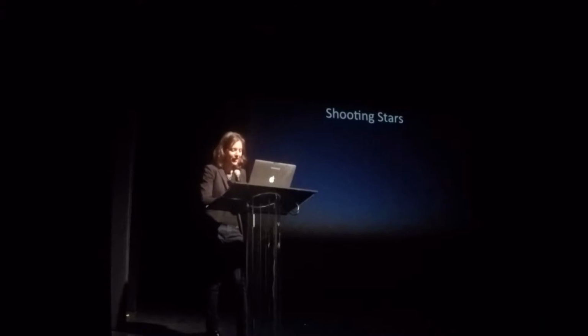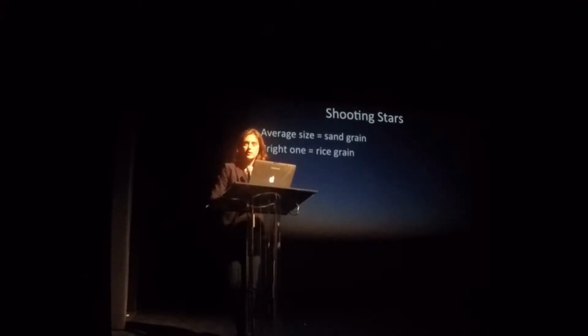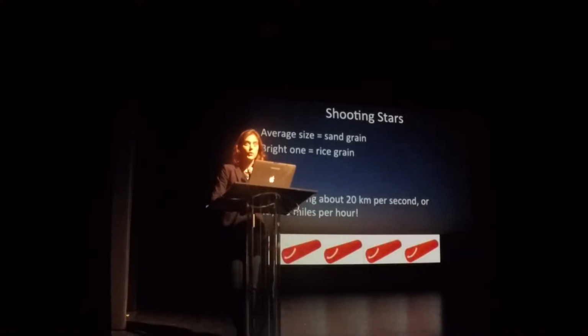And shooting stars. This is another one of my favorites. On average, most of the shooting stars you see are just the size of a sand grain. They're tiny, tiny little things. So how is it that they can be so incredibly bright? Well, a very bright one might be as big as, say, a rice grain or even a pea. But the answer is it's a pea traveling at 20 kilometers per second. That's about 40,000 miles an hour. So even a tiny little piece of sand or a grain of rice traveling at that incredible velocity packs the equivalent punch of multiple sticks of dynamite. And that's why it's so bright.